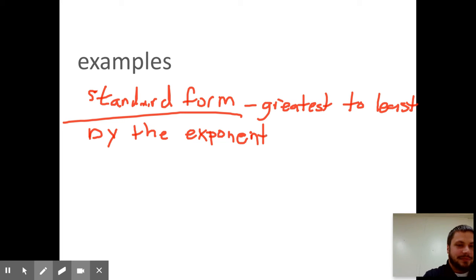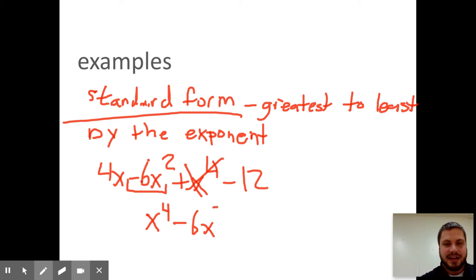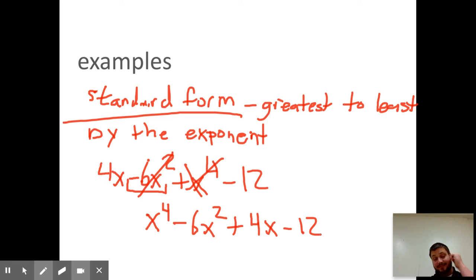Okay, if I gave you this problem right here, 4x minus 6x squared plus x to the 4th minus 12, that looks funny to you. It looks funny because it's not written in standard form. If I want to write it in standard form, I'm going to write it from greatest to least by the exponents. So I'm going to put the x to the 4th first. Of course, this negative sign needs to travel here. Then I'm going to go minus 6x squared because that's the next highest exponent. Then I'll have my plus 4x, and then I'll have my minus 12. So greatest to least by the exponent is called standard form.